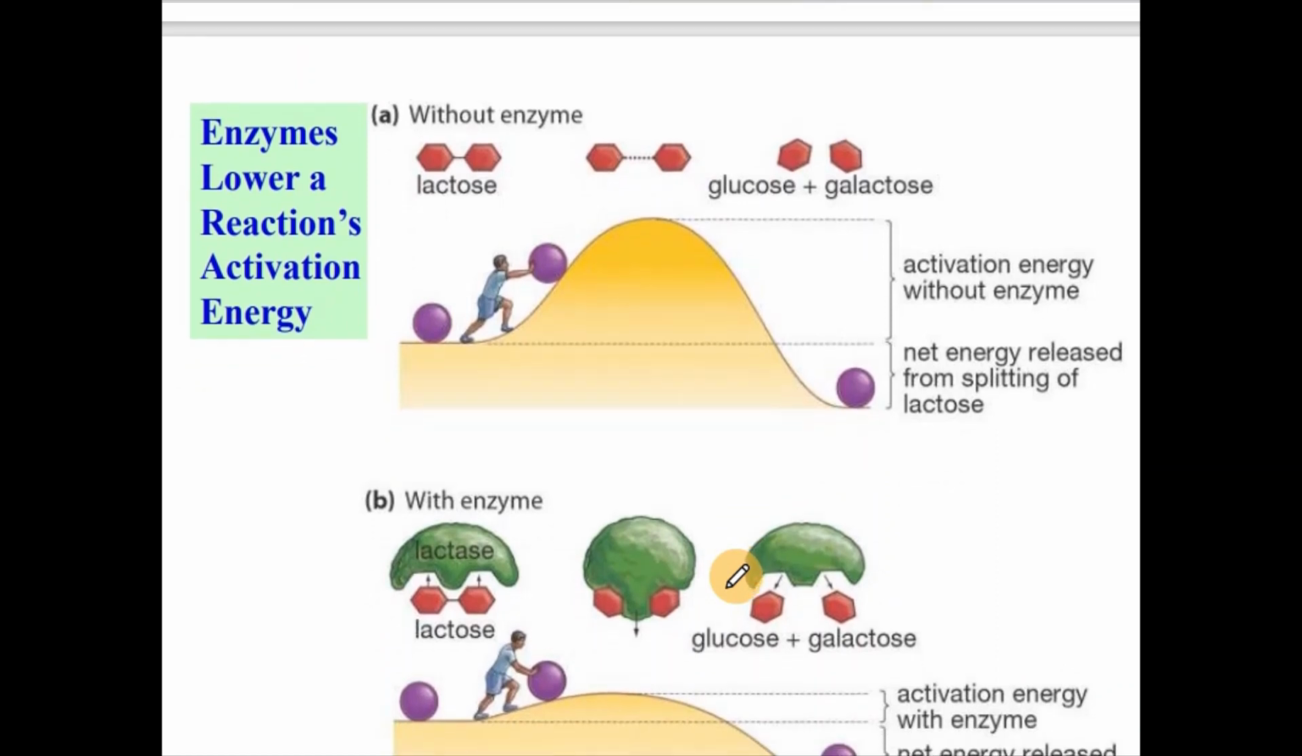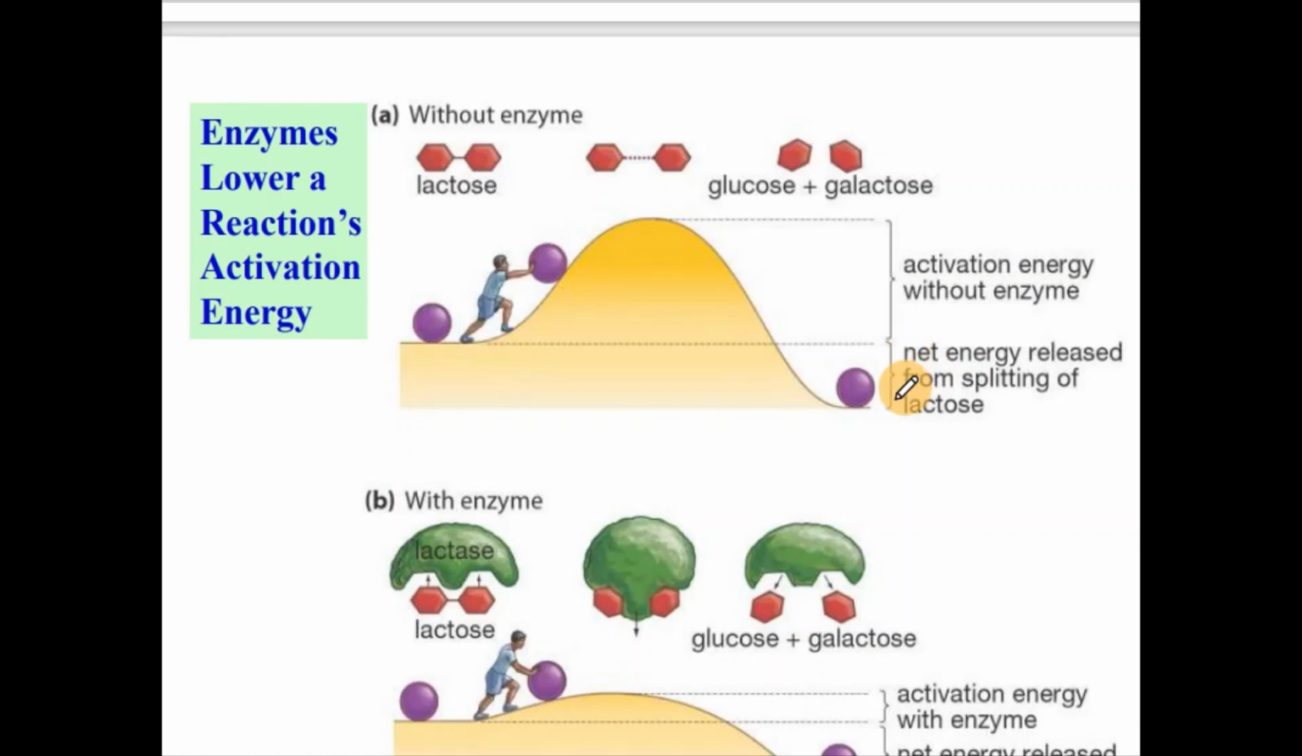Think of how enzymes lower this. Let's say this man wants to roll this ball over this hill. This hill, we say, is the activation energy difference, which must be covered by this man before he can roll this ball over this hill. Now, this is without an enzyme: the difference from where the man is standing to the highest energy level is what we call the activation energy without the enzyme.